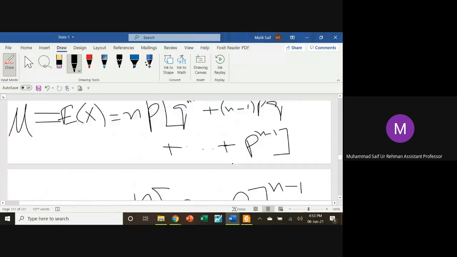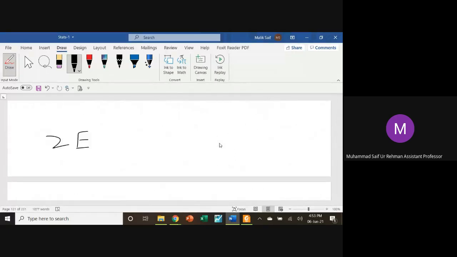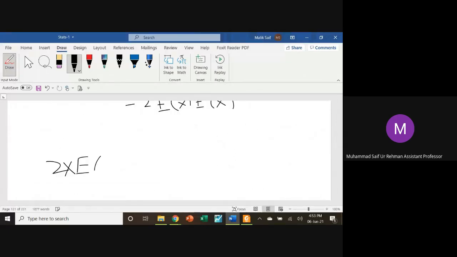2. Where is this? Yes, 2x ex. When you apply expectation on this, this will become 2 out. So basically there are two operators. One is called the expectation operator, the other is called the variance operator. I am now taking help of the expectation operator, and there are certain rules for these two. So you can apply the expectation operator over here.